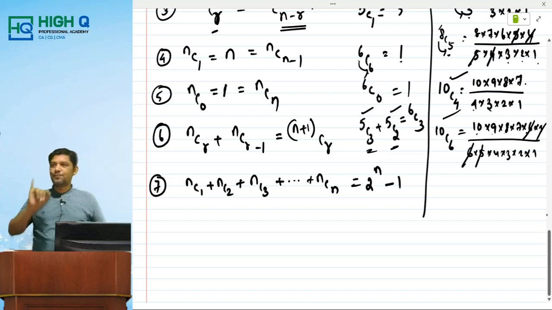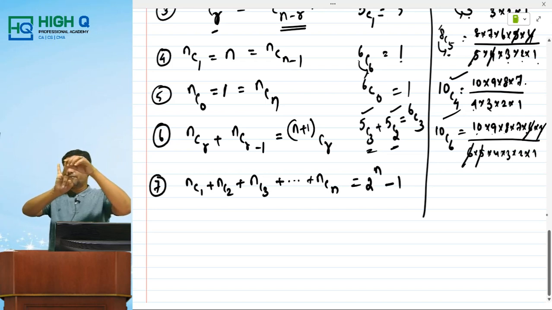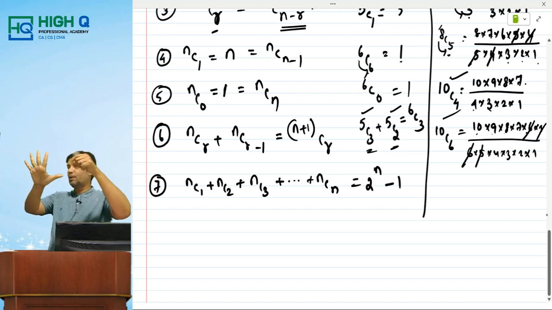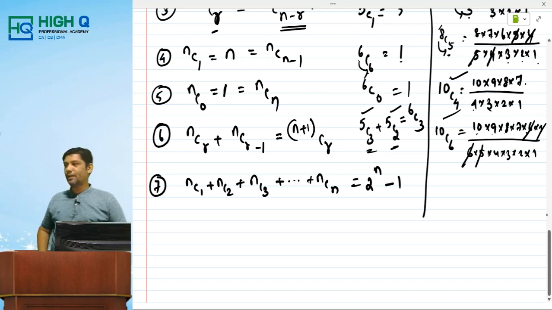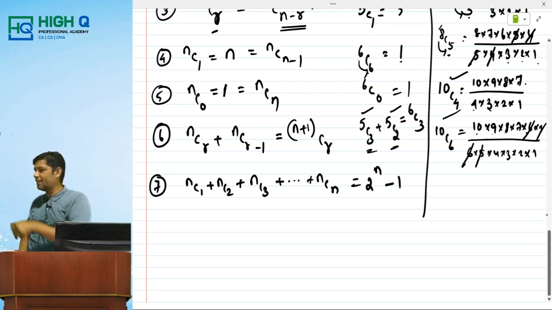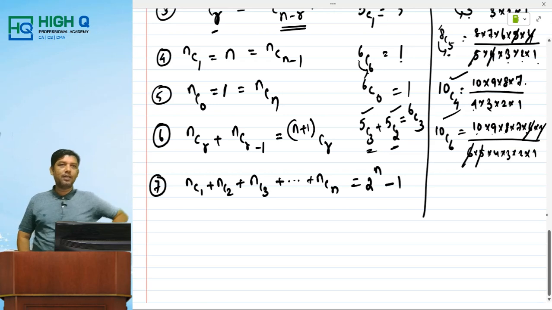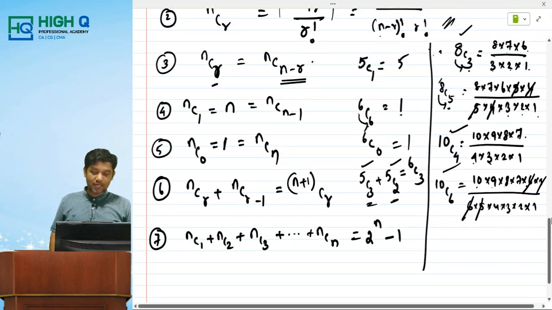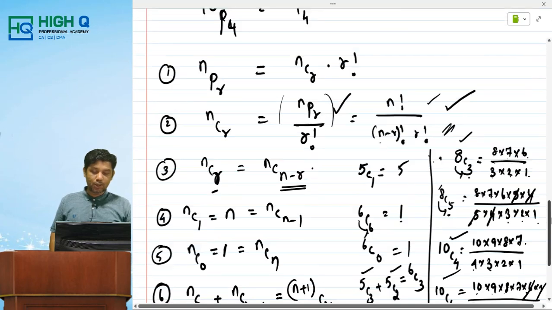See, I'll tell you. 5C1 is 5. 5C2 is 10. 5C3 also 10. 5C4 is 5. 5C5 is 1. When you add everything, I am going to get 31. 2 power n minus 1, where n is 5. 2 power 5 minus 1 also is 31 only. Is that right, my dear? Yes. So, before we start with combination, these are the rules to be remembered.